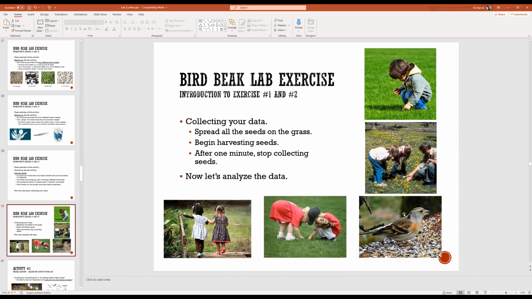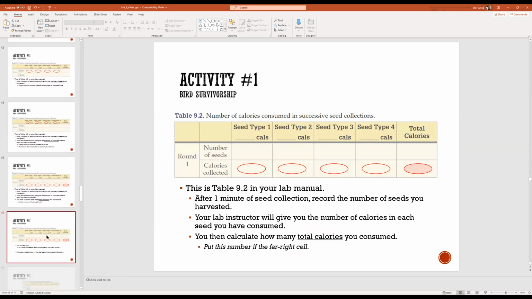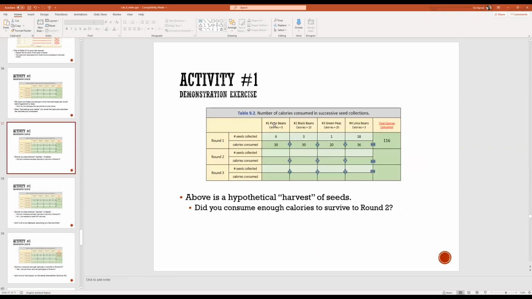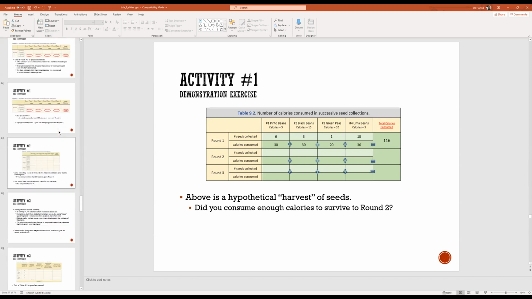So in order to go on to round 2, you have to have consumed more than 200 calories. And then in order to go on to round 3, you would have to consume more than 300 calories. And each seed is associated with a different number of calories. So let me see if I could pull that up down here just so you guys have a bit. So the pinto beans are worth 5 calories, the black beans 10, the green beans 20, and the lima beans are 3 calories. And these are just arbitrary numbers that were assigned.